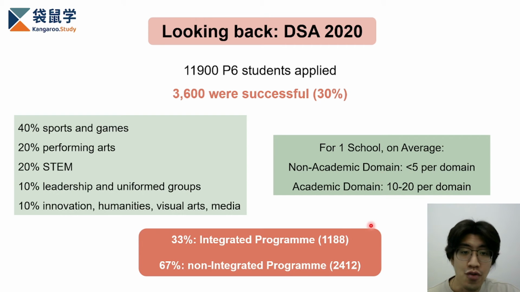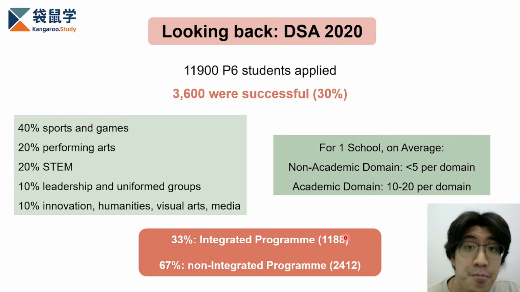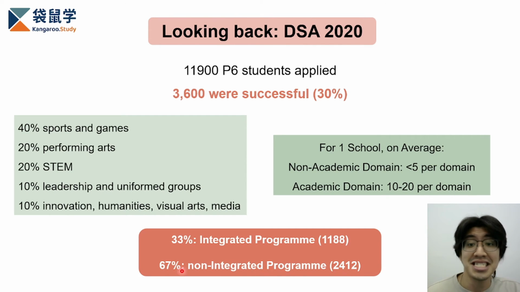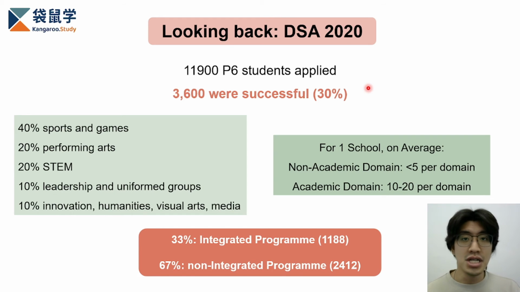So this wraps up to around 1,000 students who got into the IP program without using the PSLE result, just with their talents. And at the same time, around 2,500 got into non-IP programs, so that's 67% of these 3,600 students. So this number of slots are available for us to get into our preferred secondary school that doesn't require our PSLE results. This is why we should consider DSA if we are advantaged in any of the domains. That's something that we are going to talk about later on in this series.